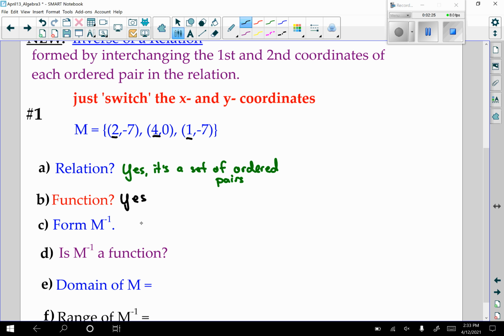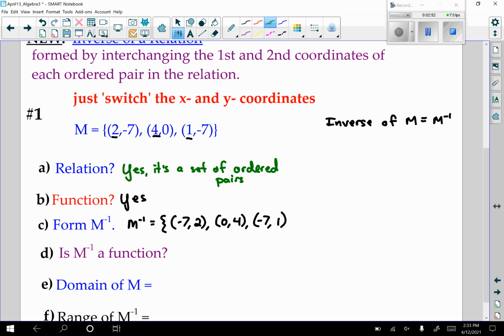We want to form this notation here. M to the negative first means the inverse of M. So let's write this off to the side. The inverse of M is written like this, M to the negative first. So we want to form this just by switching. So M, the inverse of M, is going to be the set, and we just switch the x's and y's. So if we're looking at a 2, -7, we write a -7, 2. 4, 0, we're going to write a 0, 4. 1, -7, we write a -7, 1.